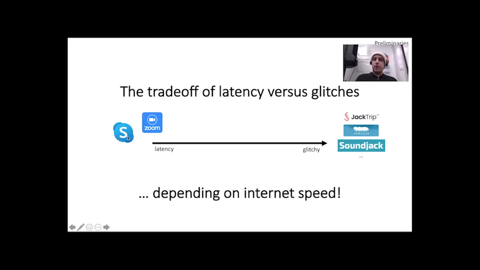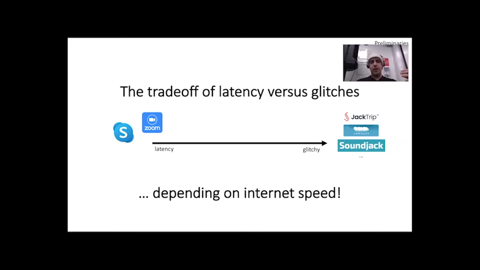Zoom and Skype and Microsoft Teams and so on, they exist at the end of a spectrum where they have latency in order to present a smooth experience. So that means that the data that comes in representing the video and sound of the person who you're calling, as it comes in, it doesn't get displayed straight away. Instead, there is a buffering period, which is quite long, during which the next bits of data for the next frame of video and the next bit of sound are being prepared.